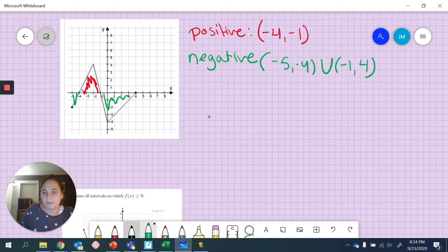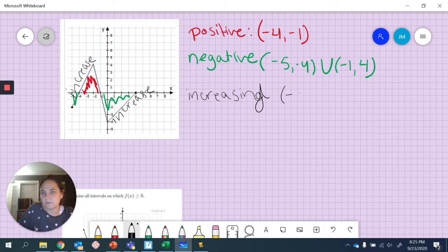And then if we do increasing, so as we are reading the graph from left to right, it is where the graph is going up or where the y values are getting bigger. So we are increasing from -5 to, it looks like -2, right there. And then we are also increasing where x is 0 to x is 4.